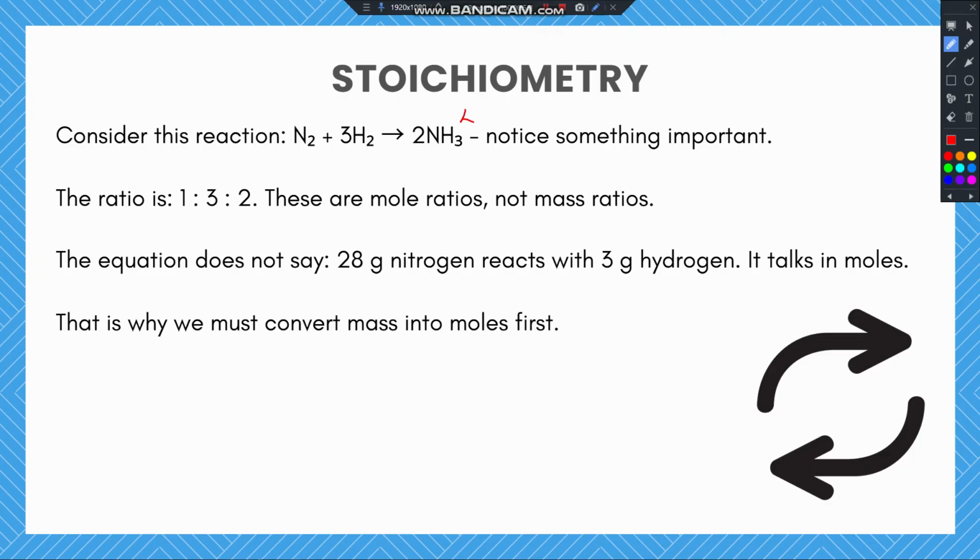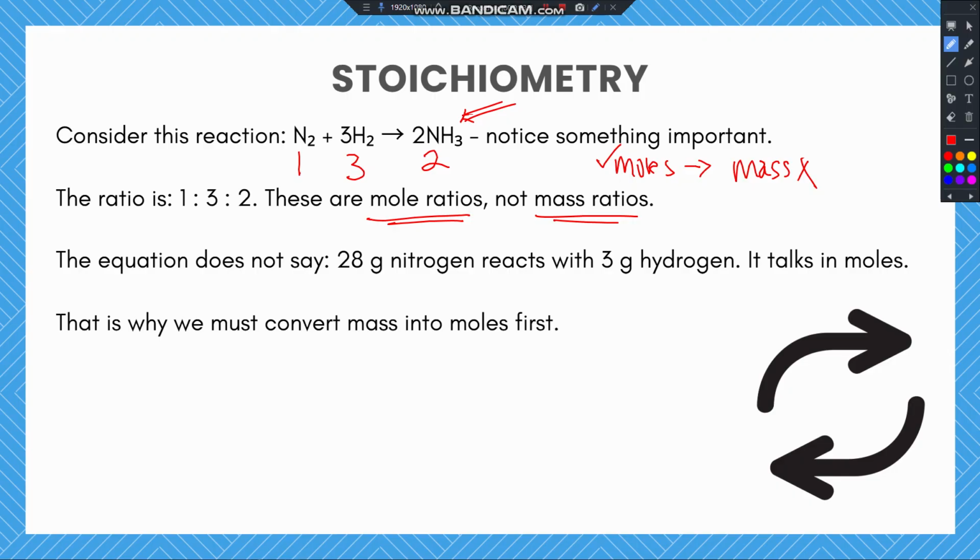Here is a balanced chemical equation, but I want you to notice something. The mole ratio is 1 for nitrogen, 3 for hydrogen, and 2 for ammonia. These are mole ratios, not mass ratios. In other words, the ratios are given in terms of the number of moles, not the amount of mass. So when we are dealing with mass to mass calculations, we would have to convert from the number of moles into the amount of mass.